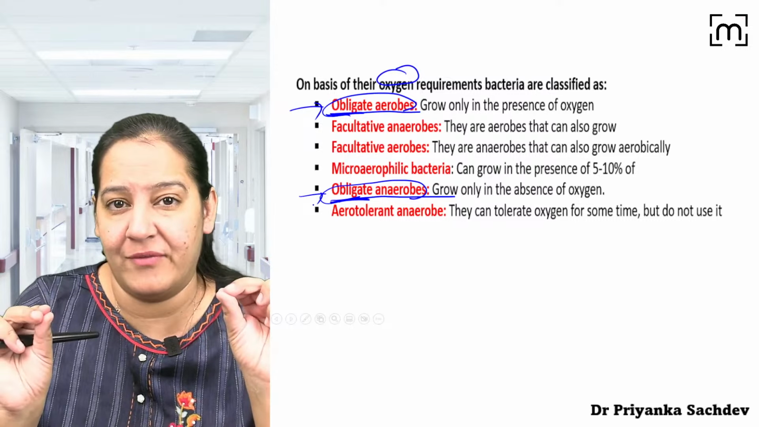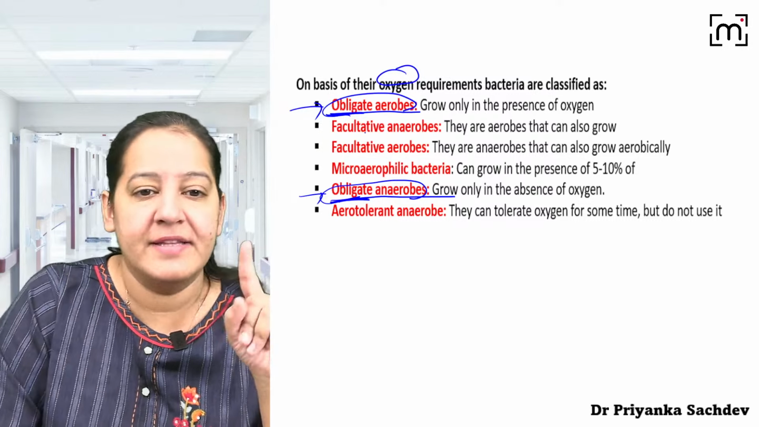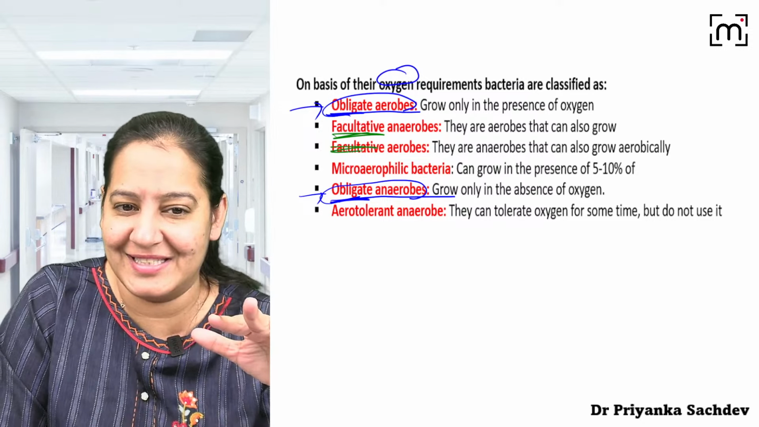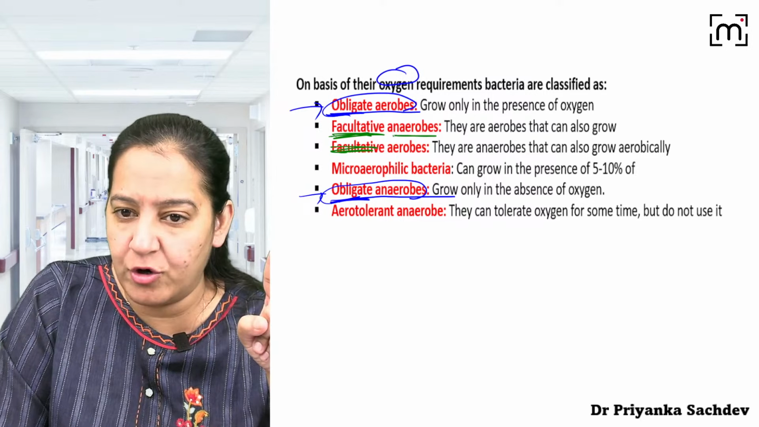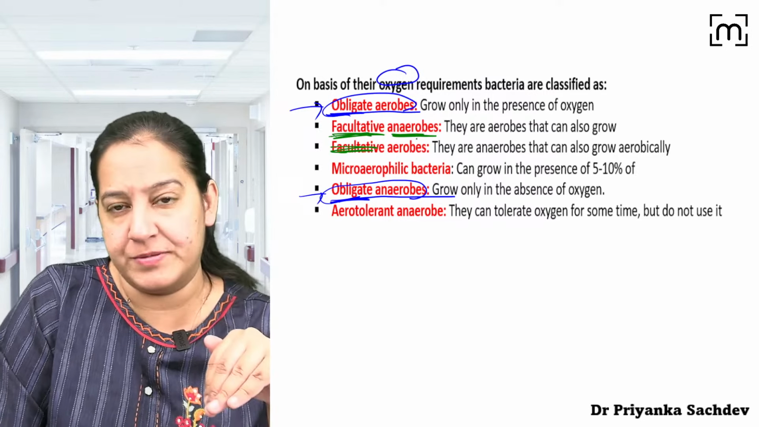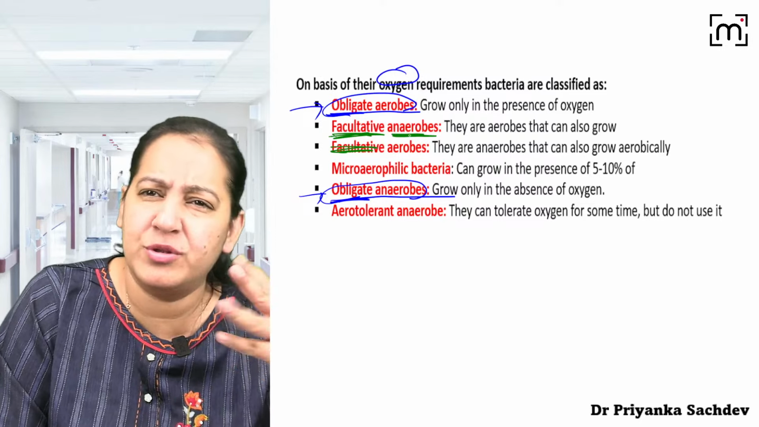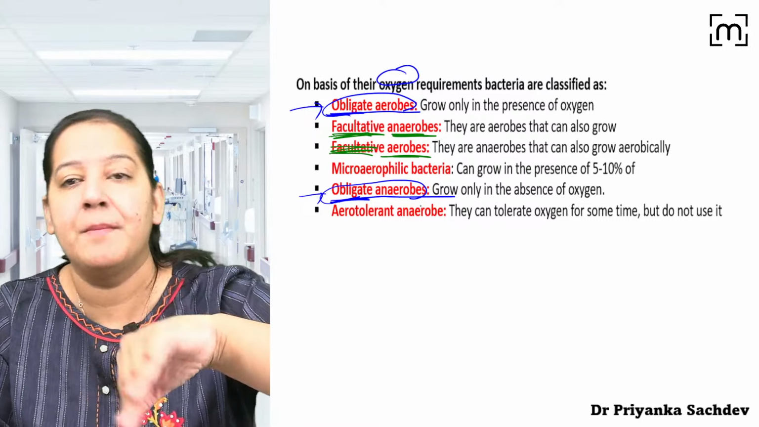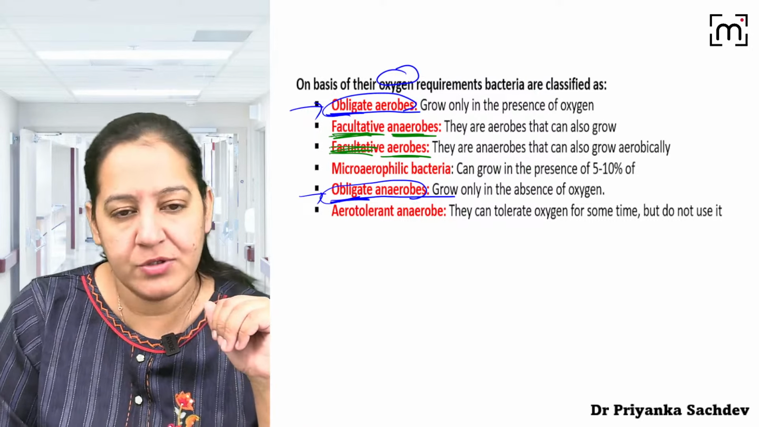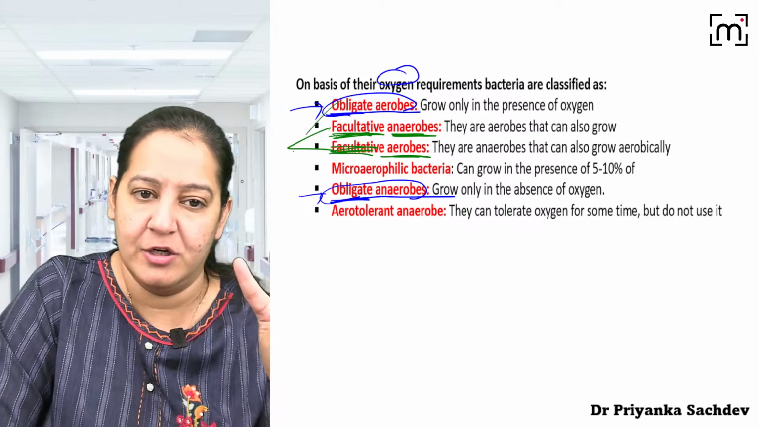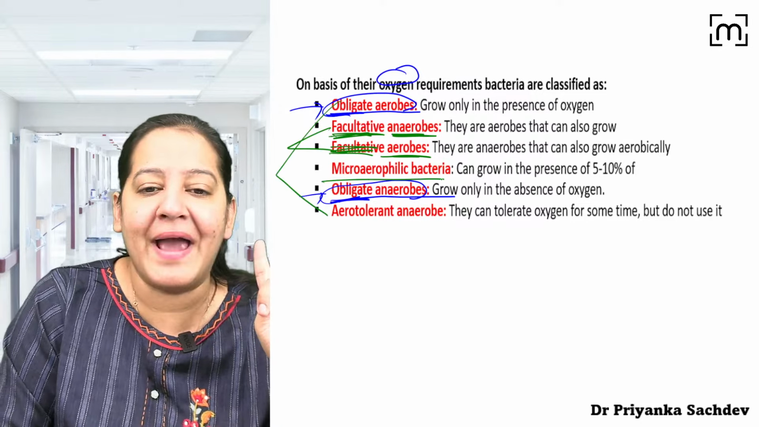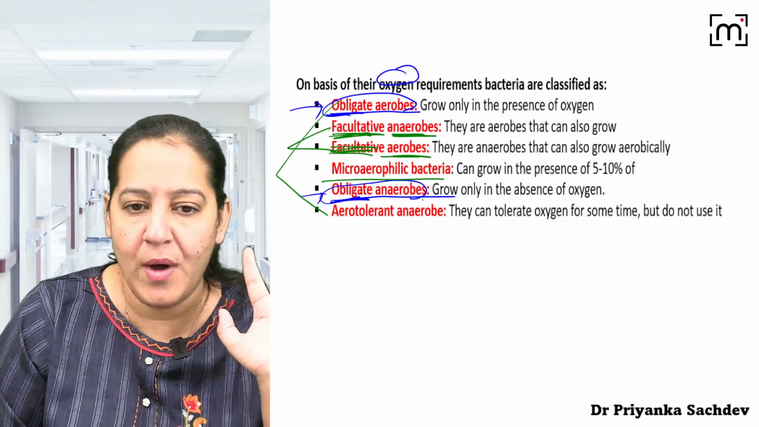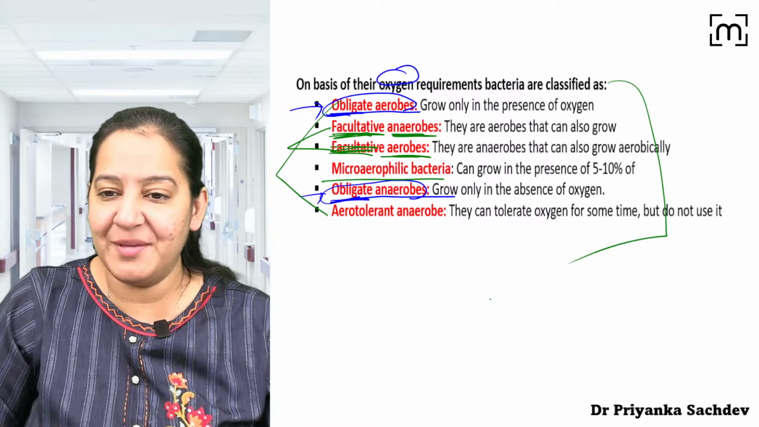Obligate means compulsory. The second type are facultative. Facultative means adjustable. Facultative anaerobes are actually aerobes. They prefer aerobic conditions, but if you give them anaerobic conditions, they will adjust and not die. And facultative aerobes are actually anaerobes, but they can adjust in an aerobic environment also. So 2 are obligate, 2 are facultative. You got it? One is microaerophilic. Microaerophilic means they require a small amount of oxygen, not much. Now, can you classify the bacteria based on that?